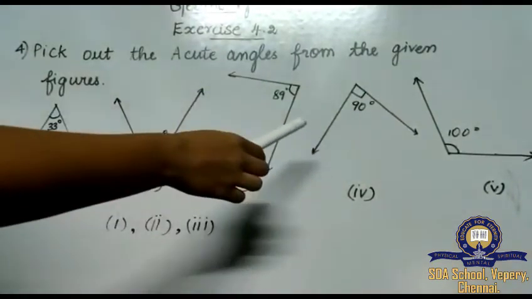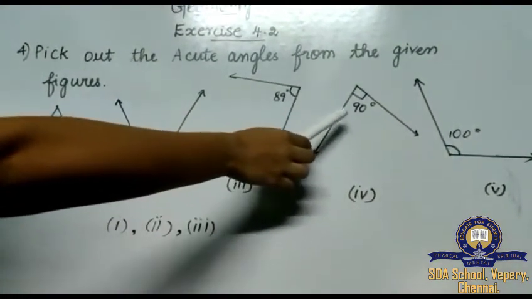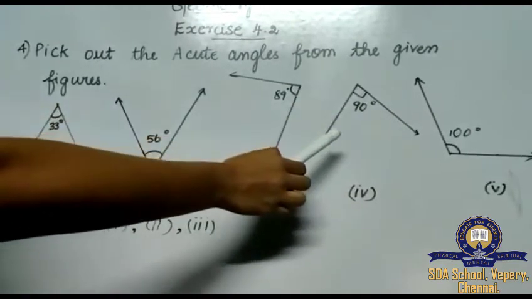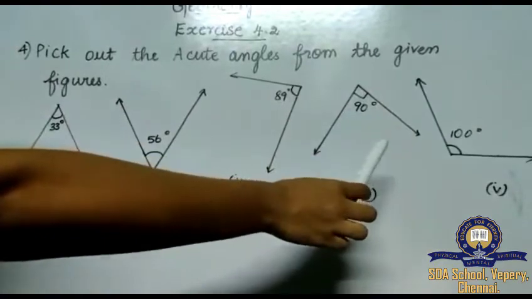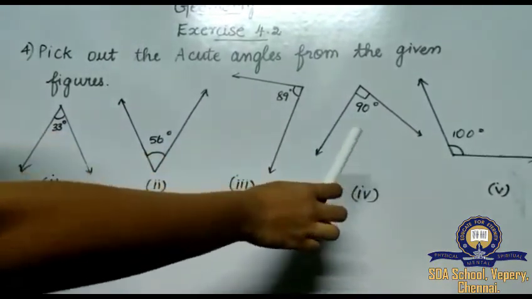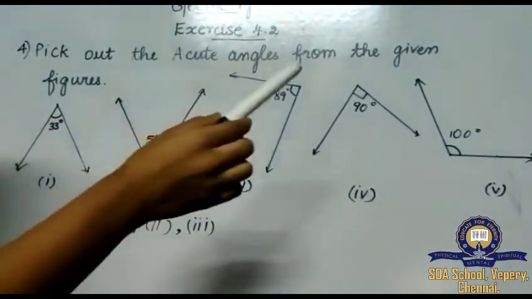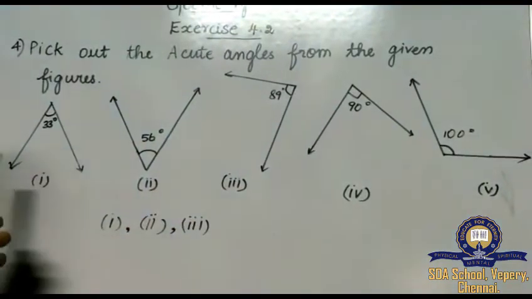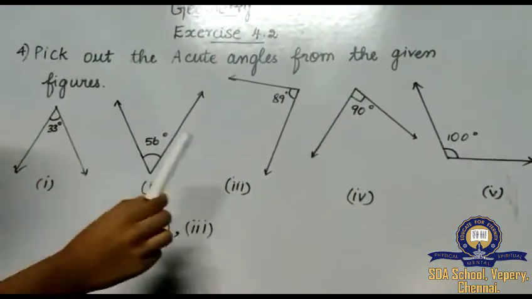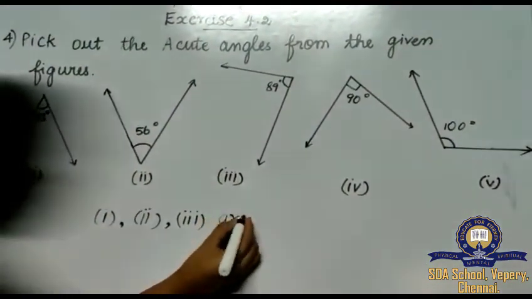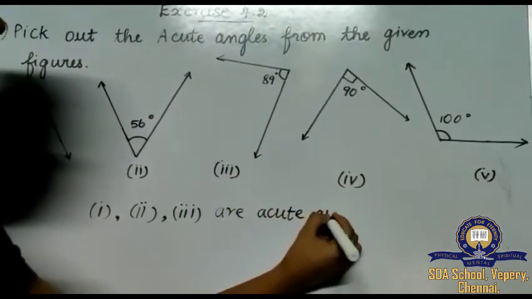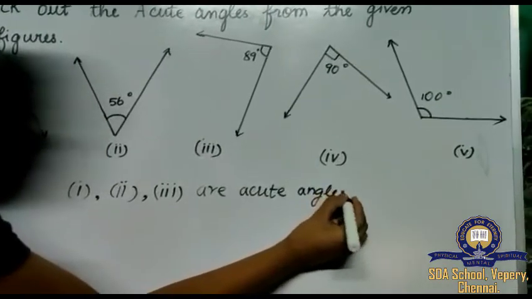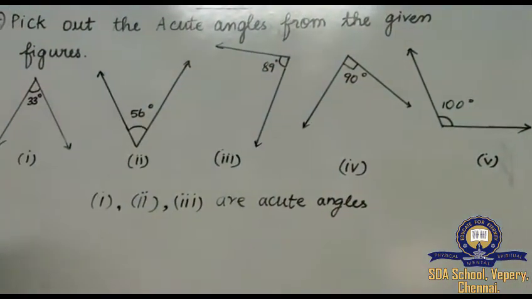We'll move to the fourth sum. They have given 90 degrees. So 90 degree is said to be a right angle, right? So this figure will not be coming. And similarly, we'll move to the fifth sum. They have mentioned 100 degree, which is greater than 90. So it is said to be an obtuse angle. Okay. So therefore, first, second and third figures are said to be acute angles. Understood, students?